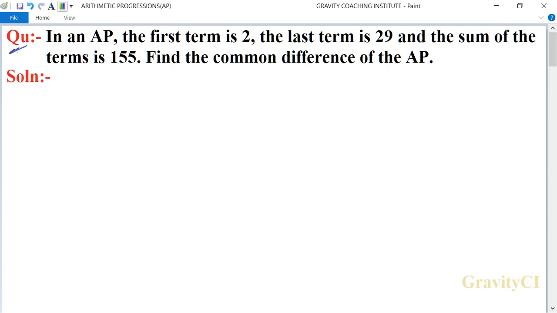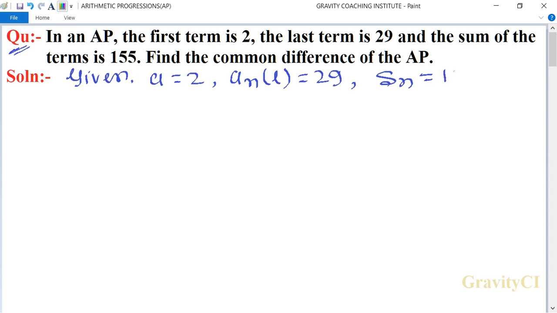Chapter: Arithmetic Progressions. Question: in an AP, the first term is 2, the last term is 29, and the sum of the terms is 155. So find the common difference of the AP. In this question, given first term a is equal to 2 and its last term, that is an or l, is equal to 29, and the sum of the terms, Sn, is equal to 155. So find the common difference, means d is equal to what.